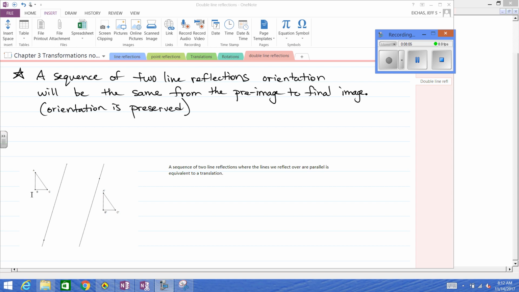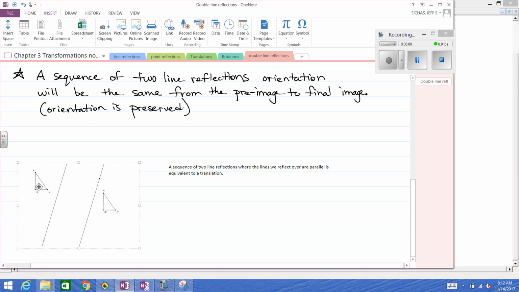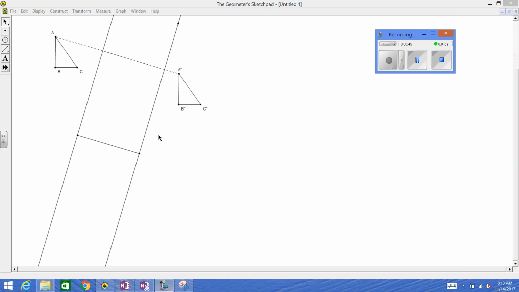Okay, so what I did was I clipped that real quick, and I showed, if you look for a second here, after we reflect over two lines that are parallel, a sequence of two line reflections where the lines we reflect over are parallel, is equivalent to a single translation. Now I want to get more specific because a translation should have a direction and a distance, and that would give us a directed segment. So we can be more specific, and we should be. So let's go back over to Geometry Sketchpad and check that out.